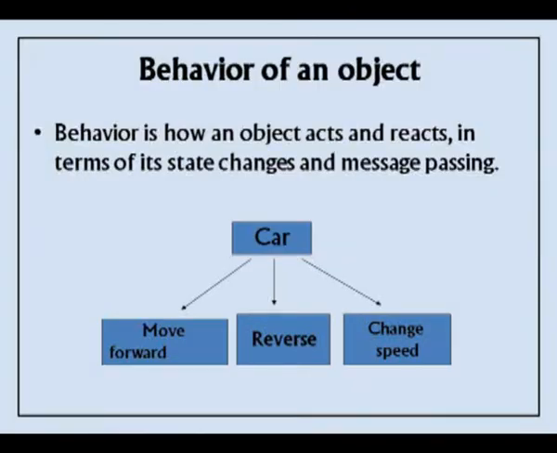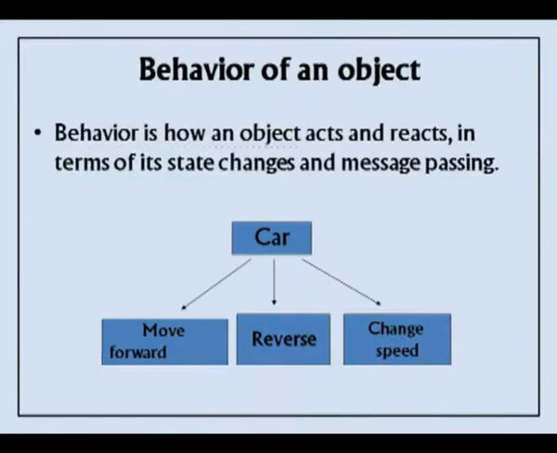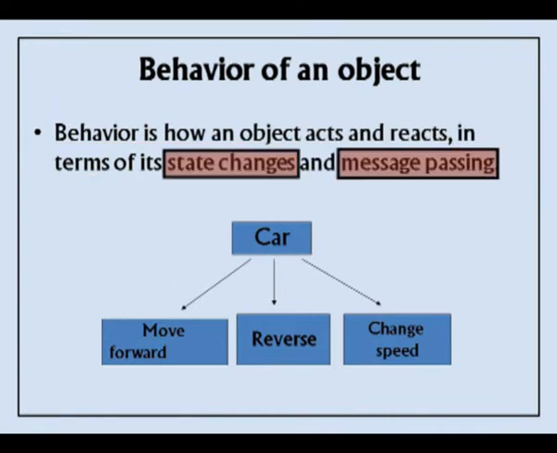Next we have the behavior of an object. Behavior is how an object responds. It is just the normal English term. Behavior is how an object acts and reacts in terms of its state changes and message passing. First you have to know what a state is, and message passing is nothing but the interaction. An object as such will remain in some state, but when you interact with that object, when you want that object to do something or when some physical force is exerted on that object, it immediately gives a response. The way it acts normally, and the way it reacts to some message or some input, is called the behavior of an object. It is just equivalent to human behavior.